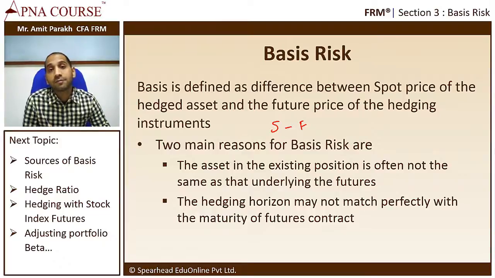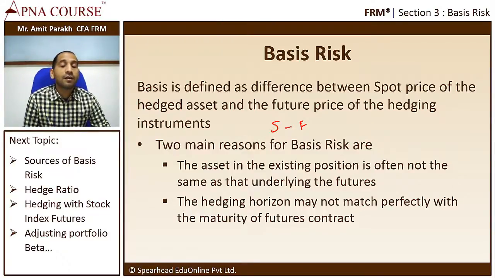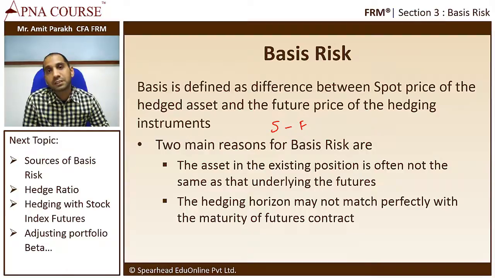Two, the hedging horizon may not match perfectly. So let me give you an example. I'm an exporter. I'm expecting, let's say, 10,000 euros, and this amount is going to come to me specifically on let's say 30th of March or on 25th of March. Now, I decide to go and sell euro futures to the extent of $10,000. The contract amount is $10,000, but the expiry date is 30th March instead of 25th March.